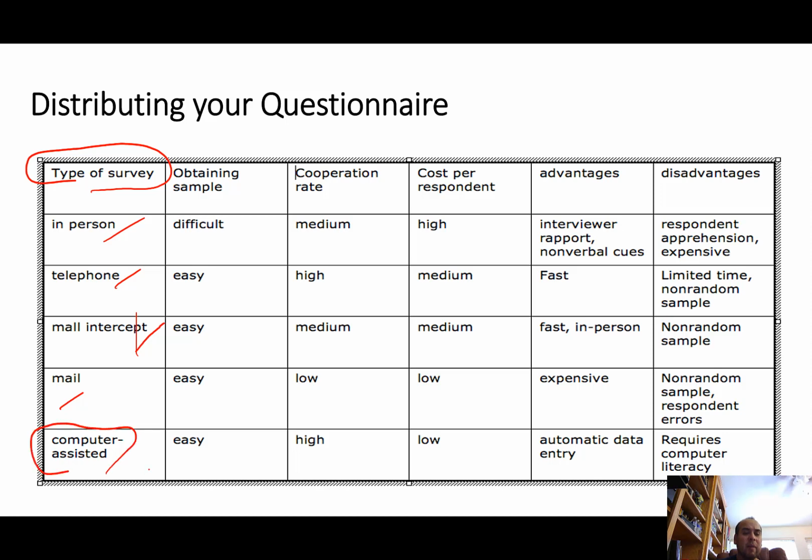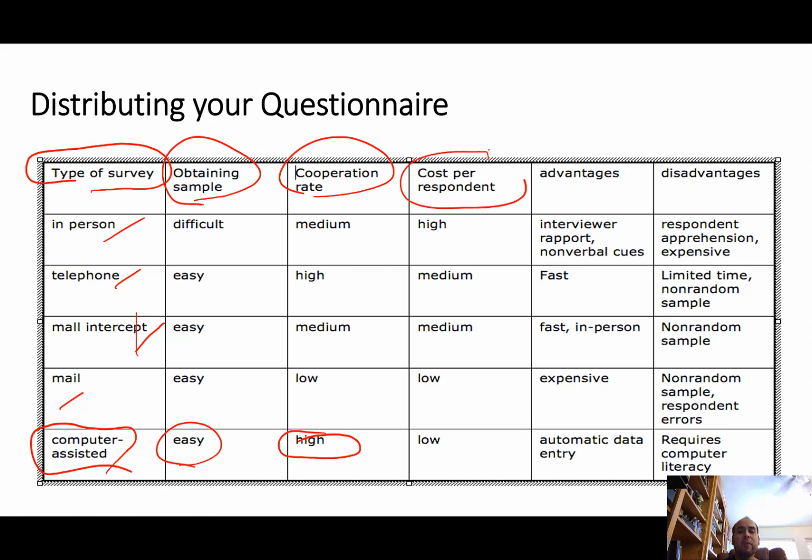This is my most common one, actually. I do most everything computer assisted. And then how difficult it is to obtain a sample. For me, it would be very easy. What is the cooperation? Usually pretty high, I hope. Sometimes, not for me. Cost per respondent, pretty low. I don't have to spend any money.